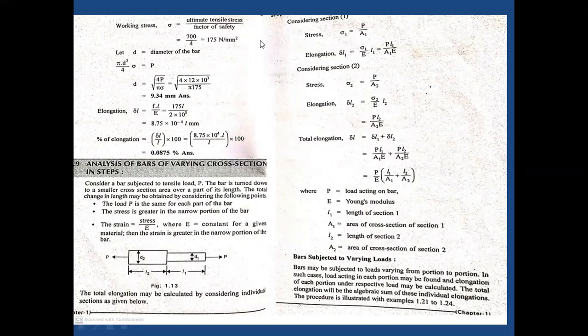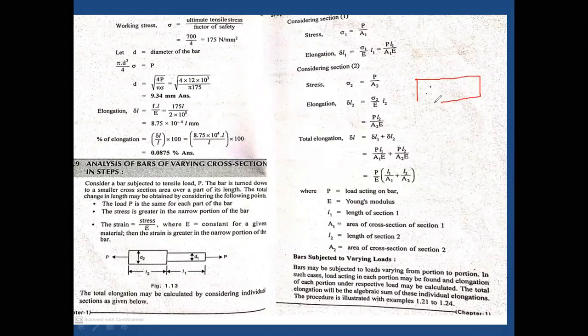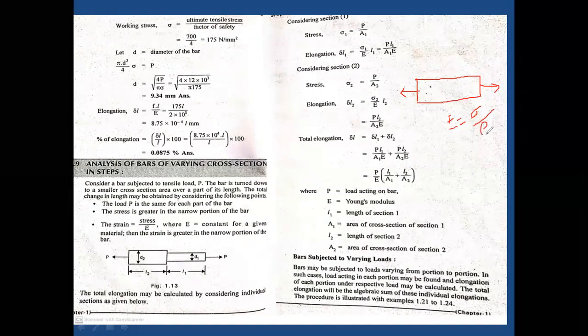What we discussed in the last class is, suppose we consider a bar of constant cross section. The cross section is the same throughout the length. In this situation, stress is directly proportional to strain, and Young's modulus equals stress by strain. These are the basic formulas. Through this formula, we are going to calculate the load or deflection, which is nothing but the elongation.